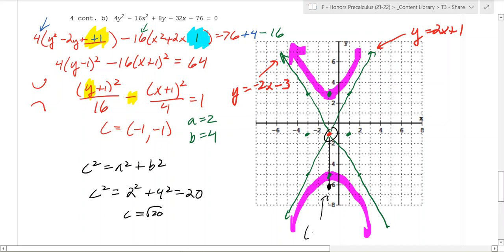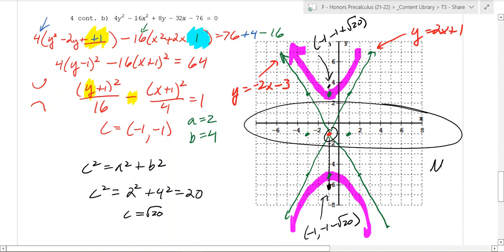So our first focus is going to be negative 1, and then negative 1 minus the square root of 20 right there. And then this focus right here is going to be negative 1 plus the square root of 20. Now let's take a look at the intercepts. Are there any x-intercepts? There are no x-intercepts. Now what about the y-intercept? Well, it looks like there are going to be 2 of them, right here and right down here.